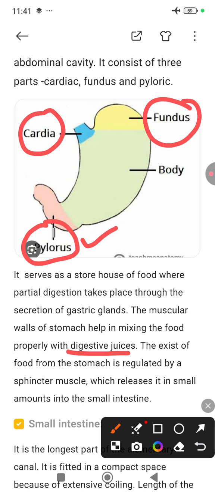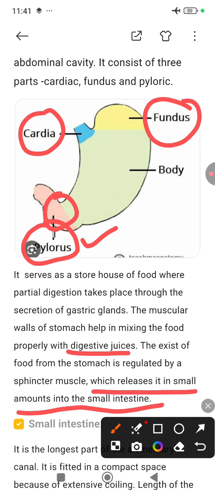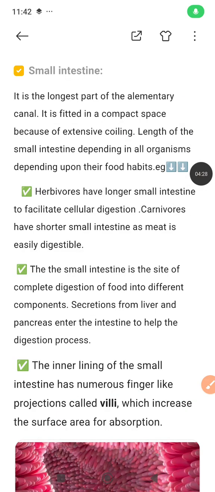The exit of food from the stomach is regulated by sphincter muscles. See here, the sphincter muscle is present. This is known as the pyloric sphincter, which releases food in small amounts into the small intestine. Clear? Just after the stomach there is another structure known as the small intestine.